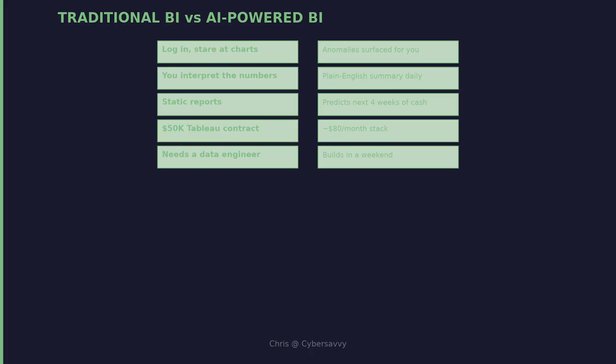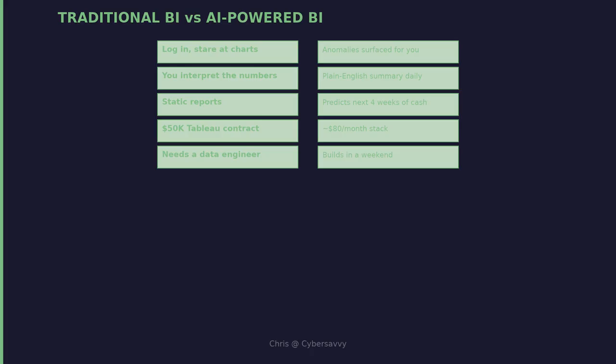It surfaces anomalies. It writes a plain English summary. It predicts the next 4 weeks of cash flow, and it pings you on Slack when something actually deserves your attention. For a small business doing $5,000 to $50,000 a month, that is the difference between flying blind and flying with instruments. And the cost has collapsed. What used to require a data engineer and a $50,000 Tableau contract now runs on a stack that costs about $80 a month and takes a weekend to build.